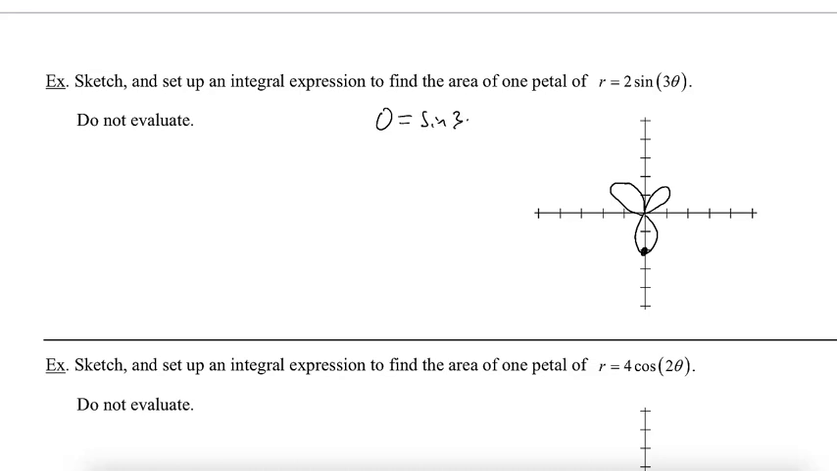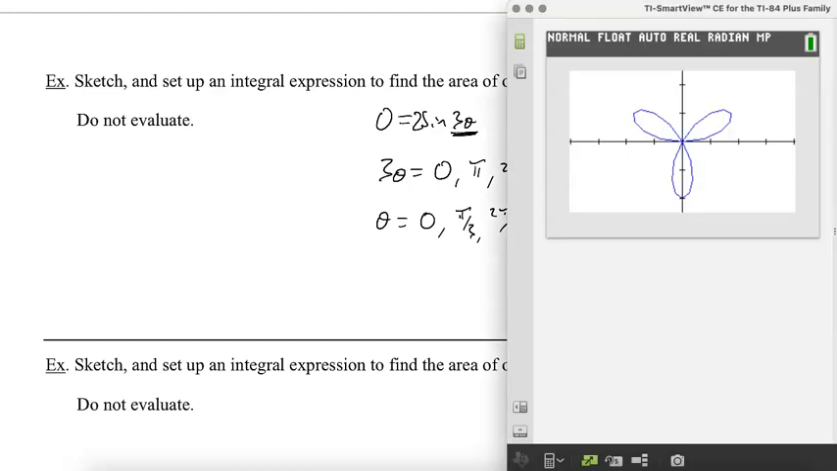So sine of 3 theta. For sine to be 0, 3 theta must be 0 or pi or 2 pi or 3 pi, and so on and so forth. And if I divide all of those by 3, then I get 0, pi over 3, 2 pi over 3. So from 0, let's check our graph again.